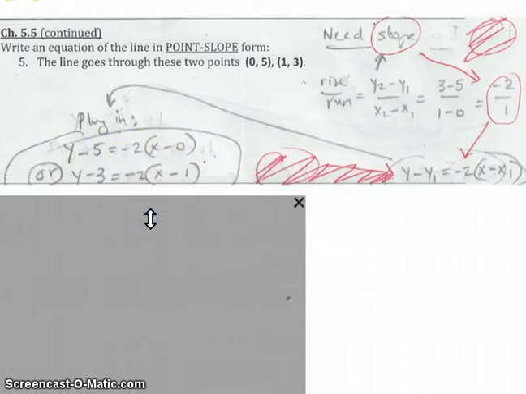Oh, I actually did both. So this one is a perfectly good answer. They asked you to write the equation. Well, there's an equation. But if you picked the other point, 1, 3, and plugged it in, here's the other answer you would have gotten. So that's the answer to the first one on this page.